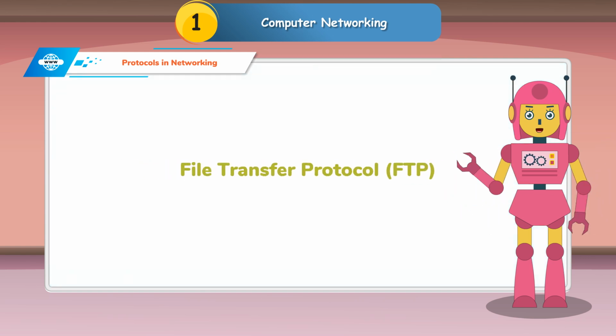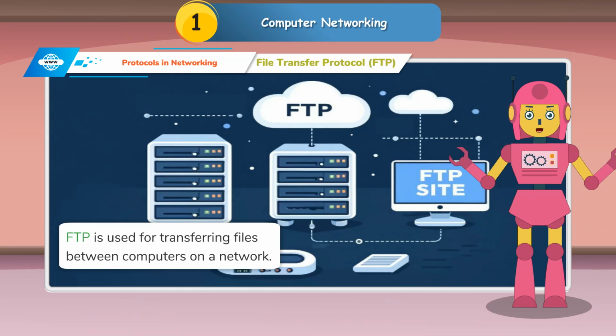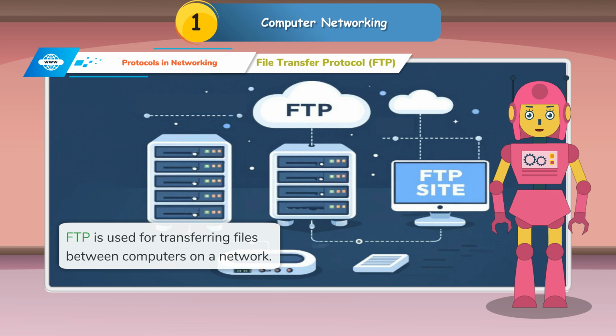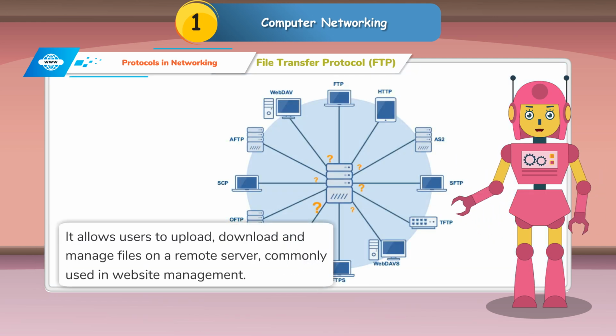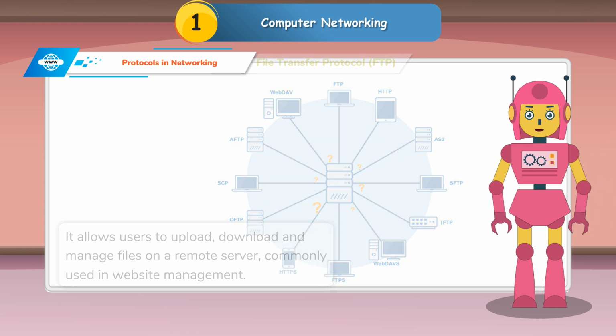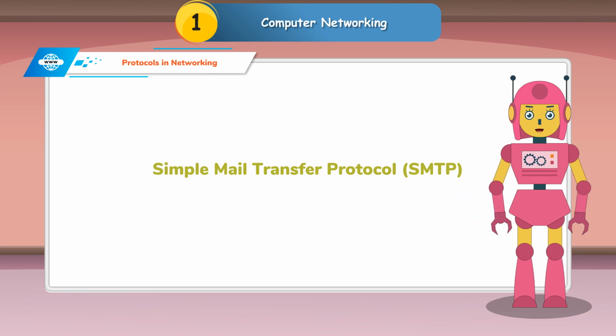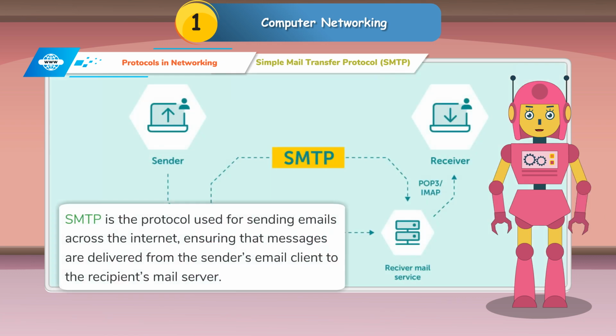File Transfer Protocol (FTP) is used for transferring files between computers on a network. It allows users to upload, download, and manage files on a remote server, commonly used in website management. Simple Mail Transfer Protocol (SMTP) is the protocol used for sending emails across the Internet, ensuring that messages are delivered from the sender's email client to the recipient's mail server.